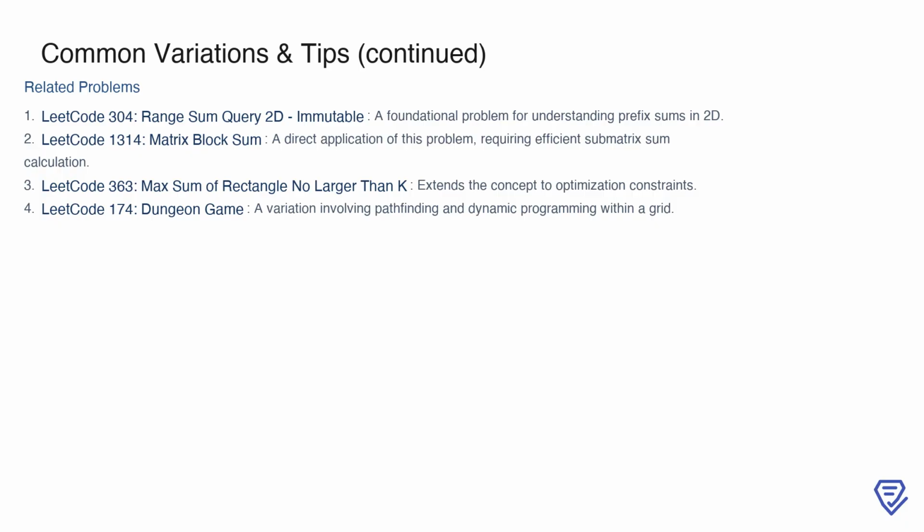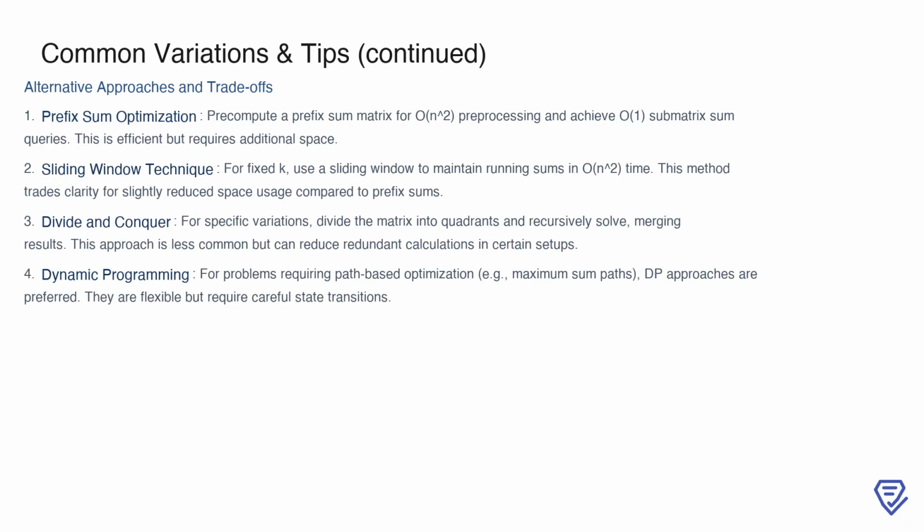And for a variation involving dynamic programming and pathfinding, LeetCode 174, Dungeon Game, requires you to navigate through a grid while managing state transitions. These problems collectively enhance your problem-solving skills and prepare you for a wide range of grid-based algorithm challenges. There are several alternative approaches you can consider when tackling the matrix block sum problem, each with its own trade-offs. Using a prefix sum matrix is a popular choice, as it allows you to pre-process the matrix in O(n²) time and then compute submatrix sums in O(1) time. While efficient, this method does require additional space to store the prefix sums.